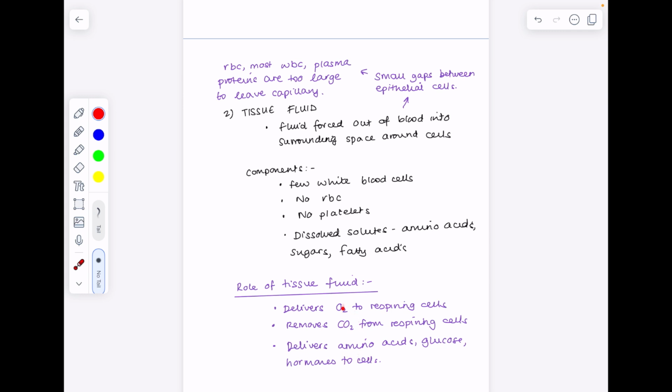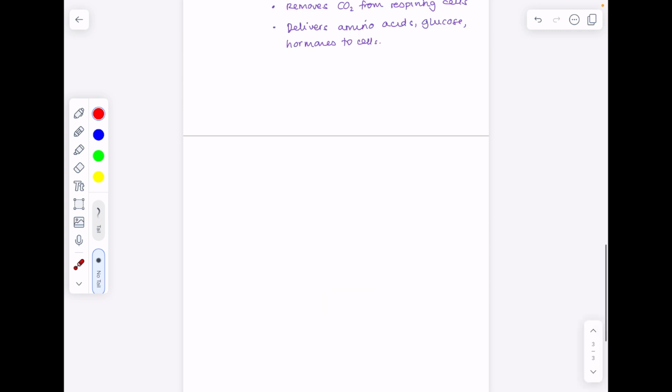These molecules and substances are small enough to squeeze through the gaps between those epithelial cells. They're able to leave the capillaries in order to form the tissue fluid which bathes the cells, whereas larger proteins are unable to squeeze through those gaps. And we'll now look in greater detail how that tissue fluid is formed.